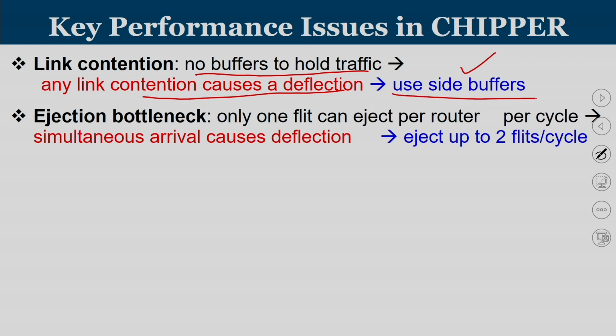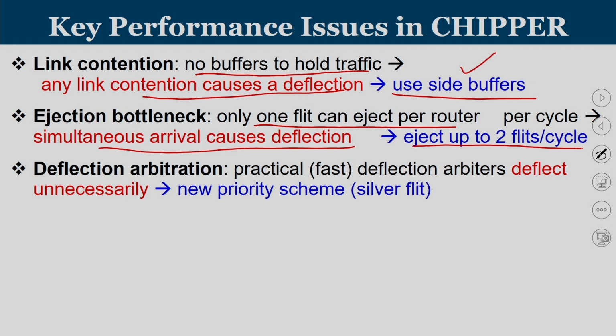Second one is the ejection bottleneck. In the case of a CHIPPER design, only one flit can be ejected per router per cycle. So, when you have simultaneous arrival of flits that are to be ejected, it leads to more deflections. This typically happens when in a given clock cycle you have more than one flit to be ejected. Since you have only one ejection port, which is an early ejection port, can we slightly improve the ejection bandwidth and eject up to 2 flits per cycle?